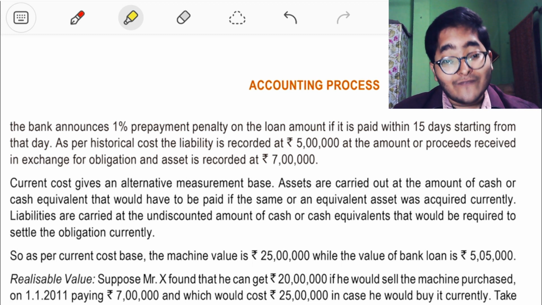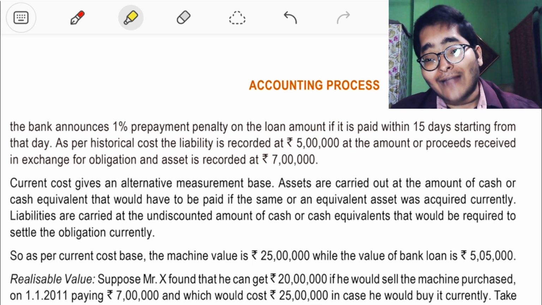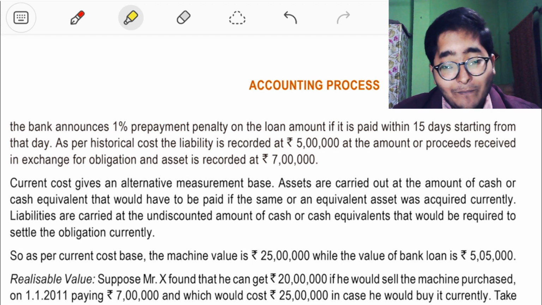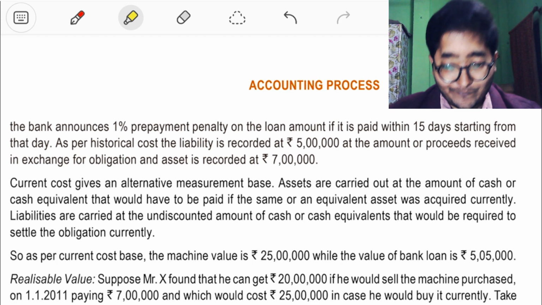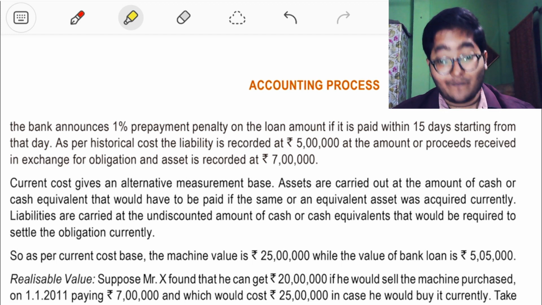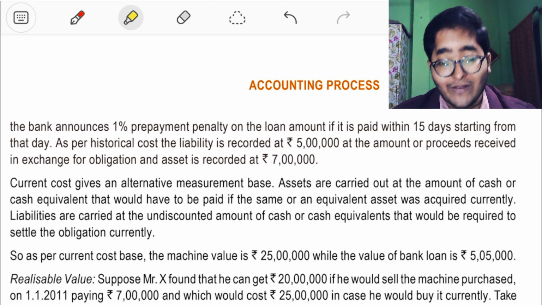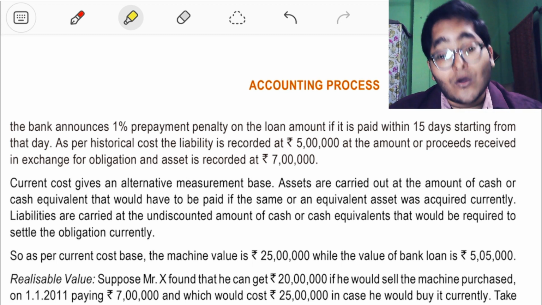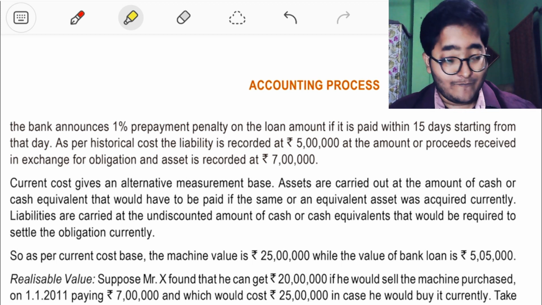Current cost gives an alternative measurement base. Assets are carried at the amount of cash or cash equivalent that would have to be paid if the same or an equivalent asset was acquired currently or today itself. So, what is current cost? Current cost is that amount of cash or cash equivalent that the business needs to pay to acquire the equivalent asset today or in this current period.